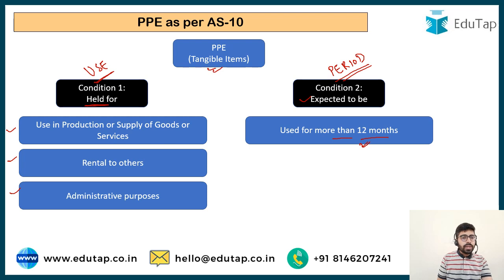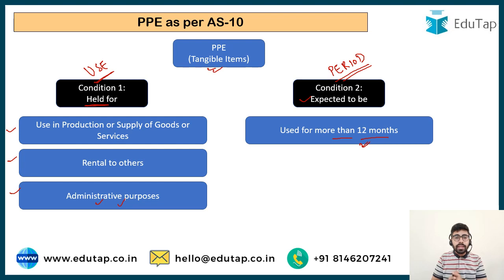Then there is administrative purpose. All the furniture that you have, you use it for administration only. Your administrative staff is sitting in an office or a building, and this building has lots of stuff in it. It has ACs fitted in it. It has chairs, it has furniture, it has computers. Everything is there in it.